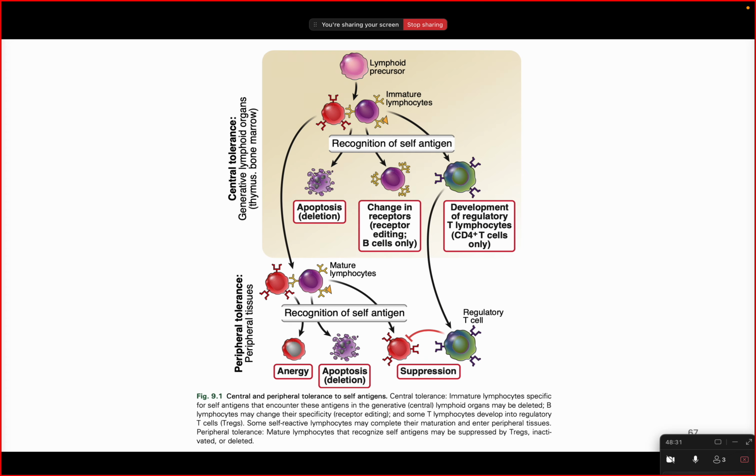Central tolerance means that immature lymphocytes specific for self antigen that encounter these antigens in the generative lymphoid organs may be deleted. B lymphocytes may change their specificity, and some T lymphocytes develop into regulatory T cells. Some self-reactive lymphocytes may complete their maturation and enter peripheral tissue. Peripheral tolerance indicates that mature lymphocytes that recognize self-antigen may be suppressed by Tregs, inactivated, or deleted.